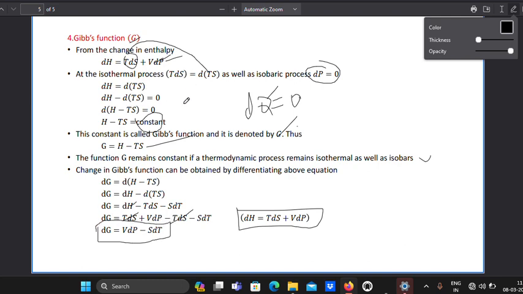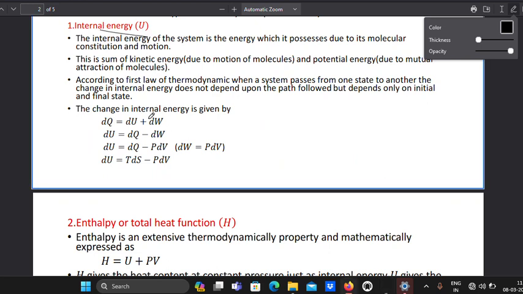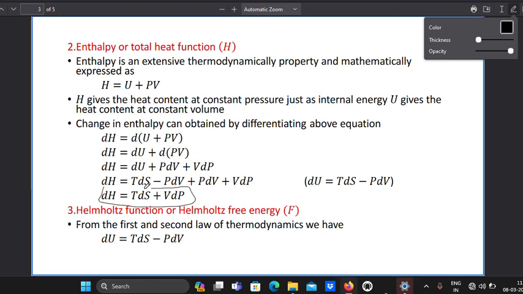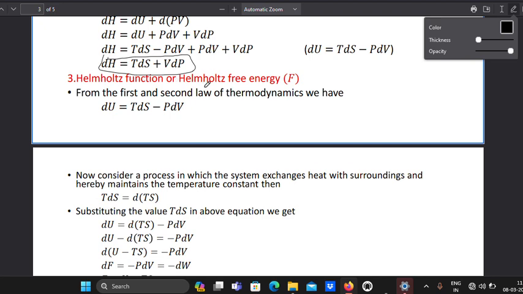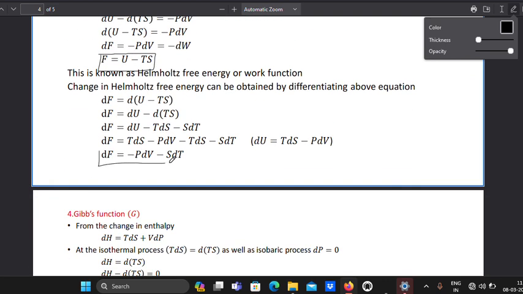Okay, so like this friends. You must remember what things you have to remember here. First of all, you should remember their headings: internal energy and its change value. And next, the second one is enthalpy or total heat function and its change. Not only that, you also have to remember this one. Next, the third one is Helmholtz function or Helmholtz free energy. It is not only this one you have to remember, and also its change. These two things are the most important.